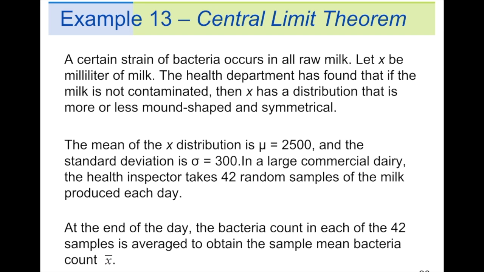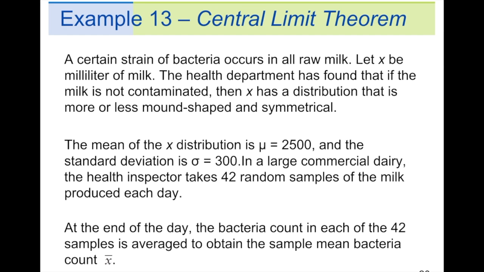A certain strain of bacteria occurs in all raw milk. Let X be milliliter of milk. The health department has found that if the milk is not contaminated, then X has a distribution that is more or less mound-shaped and symmetrical. The mean of the X distribution is 2,500 and the standard deviation is 300.